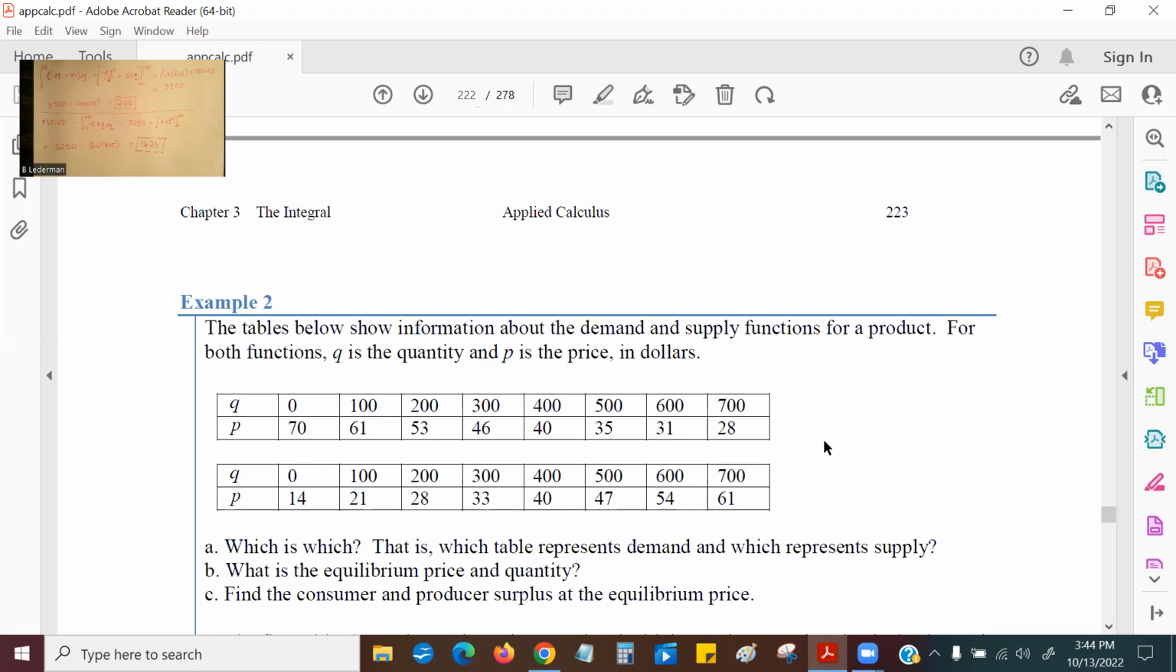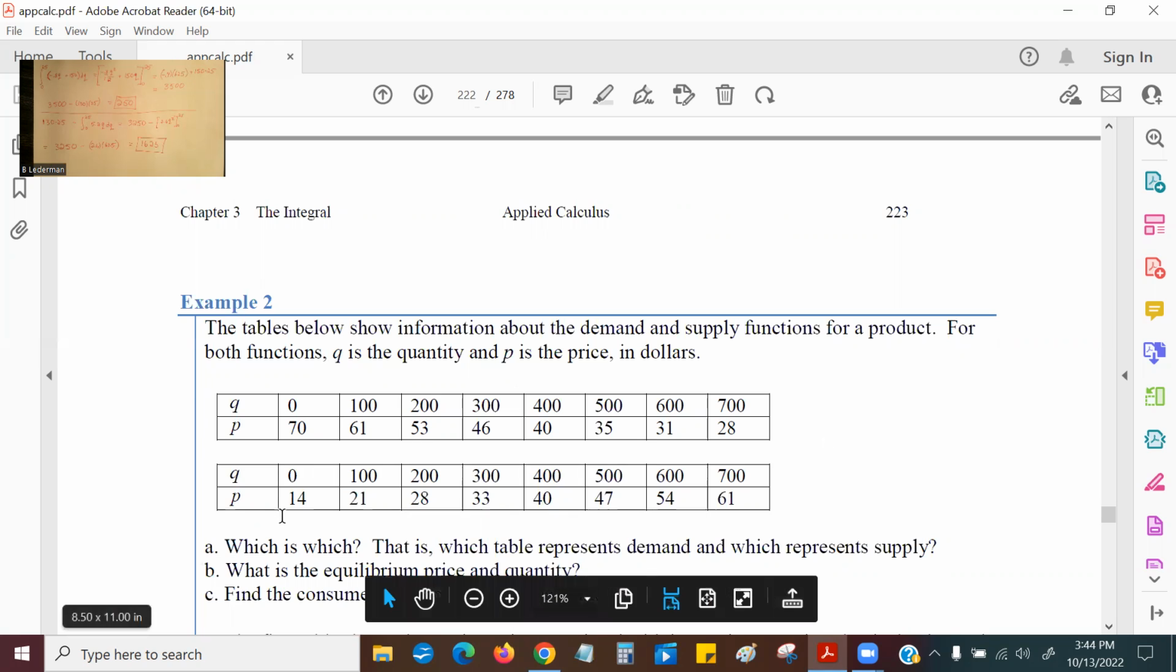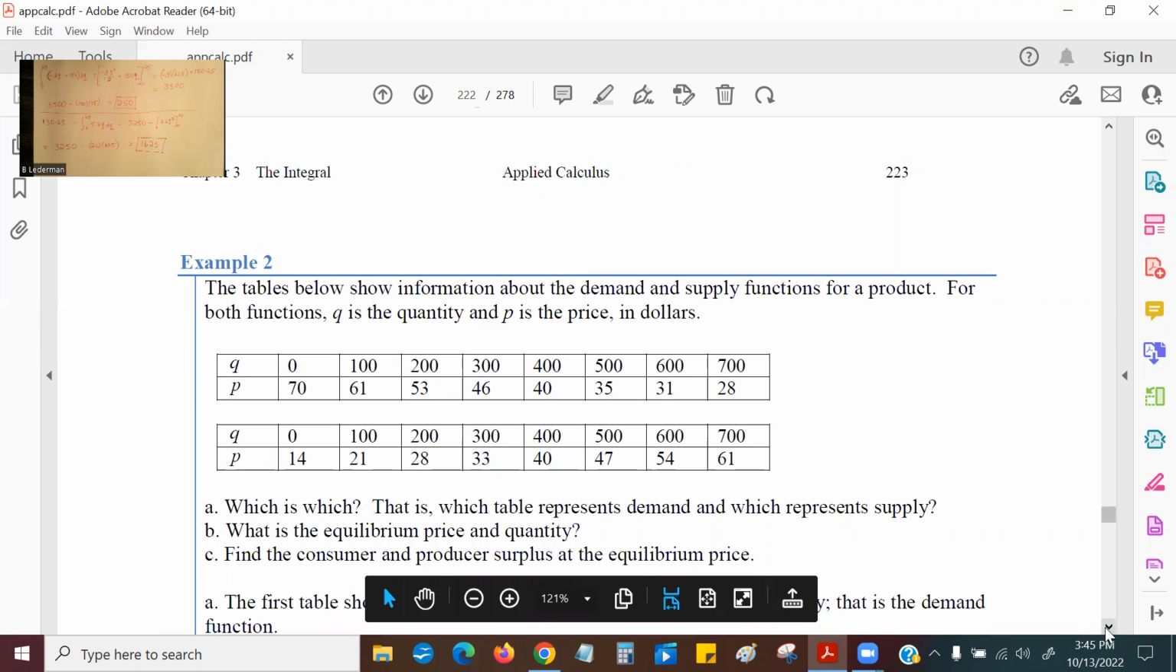One thing I'm going to say is that on the top table, when Q gets bigger, P gets smaller. On the bottom table, when Q gets bigger, P also gets bigger. That's a bit of a hint. B: What's the equilibrium price and quantity based on this table? And question C, find the consumer and the producer surplus at the equilibrium price.